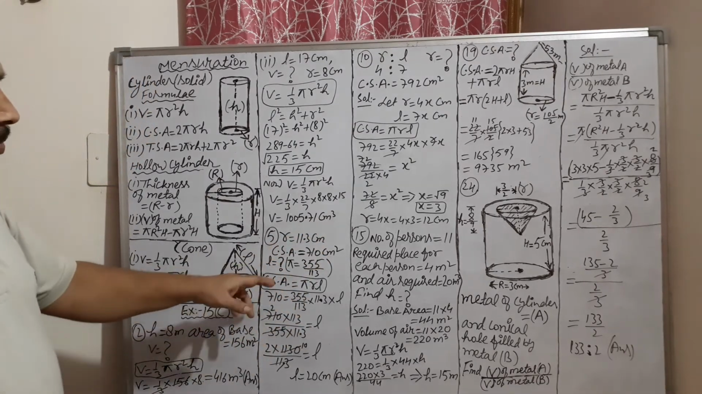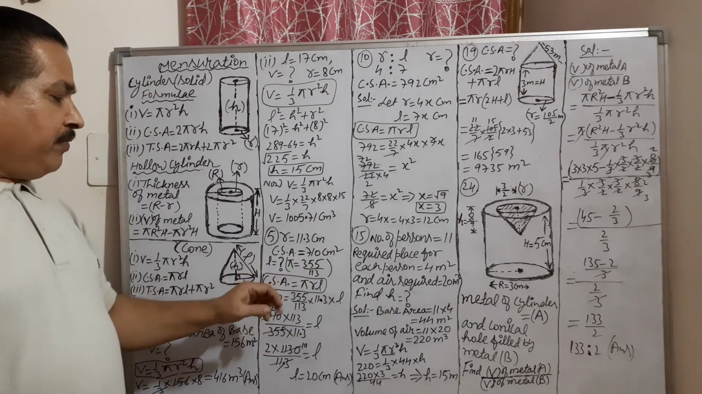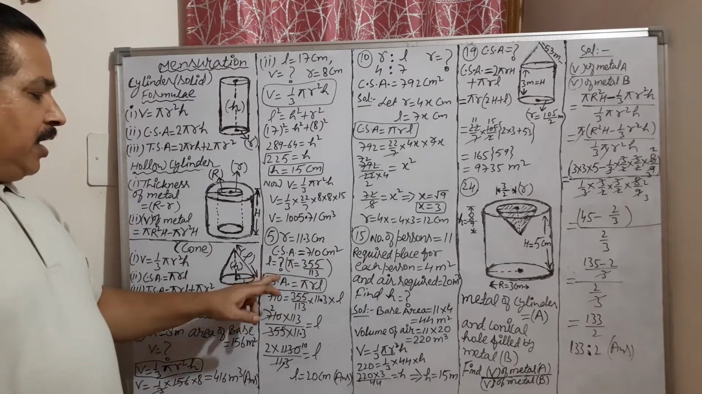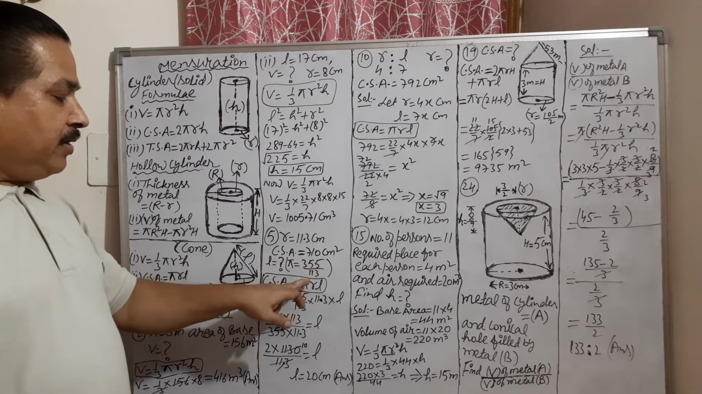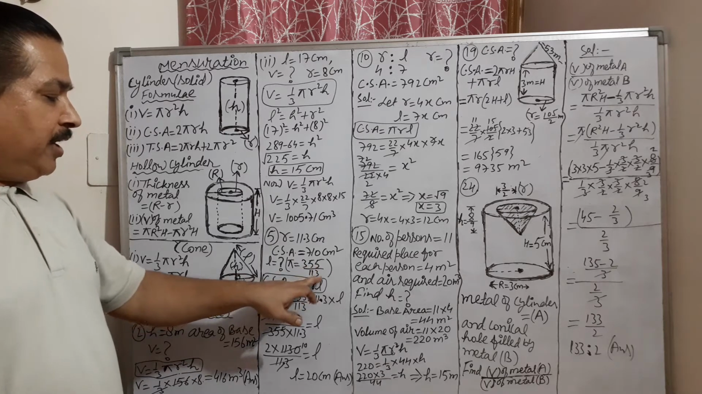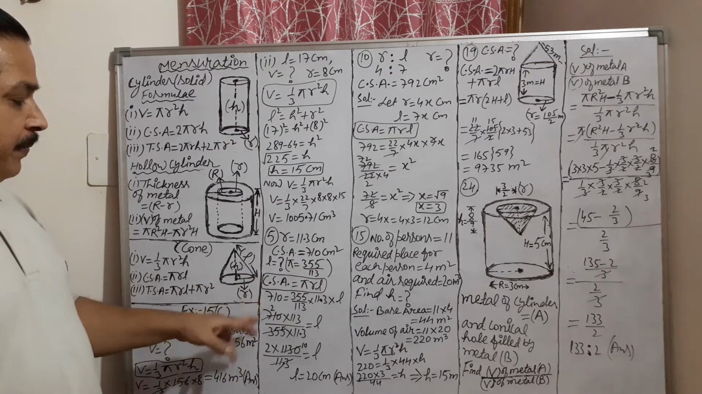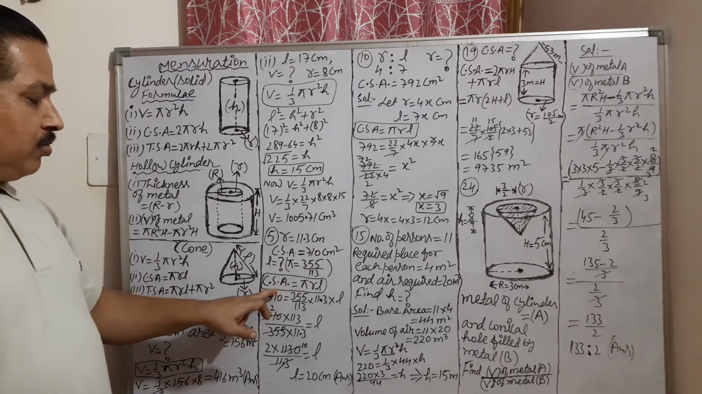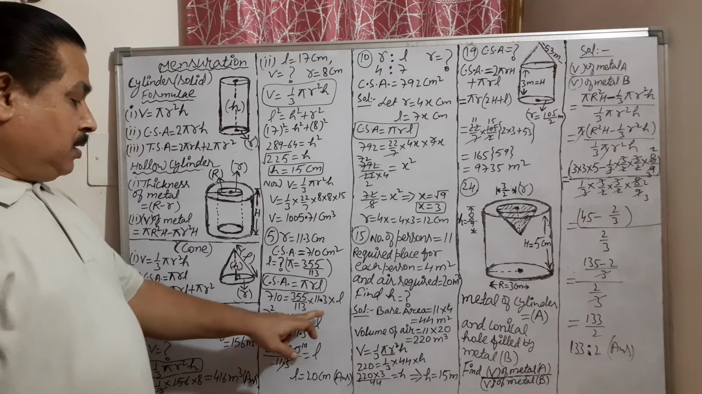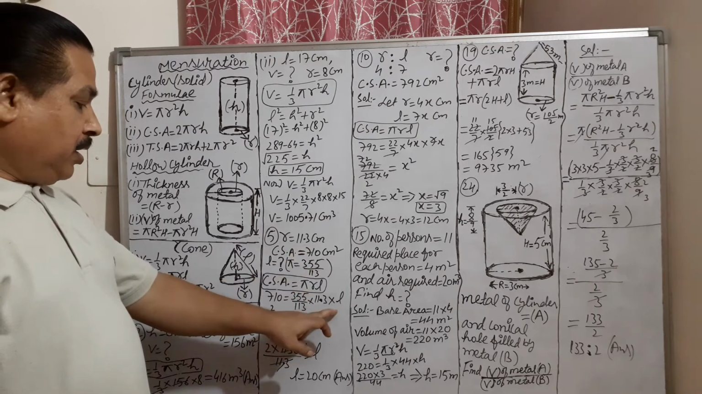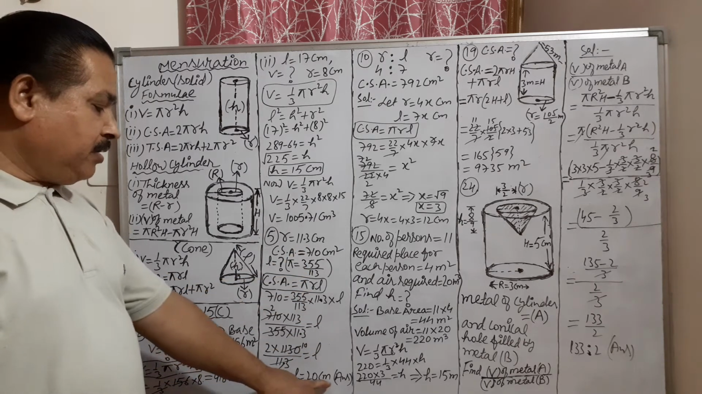Now see question number 5. Radius is 11.5. Curved surface area is given, and we have to find the value of slant height. The pi value is given, 355 upon 113. This is the pi value given this time. Curved surface area is given, so use the curved surface area formula, pi r L. Putting all the values, L will come out as 20 centimeter.